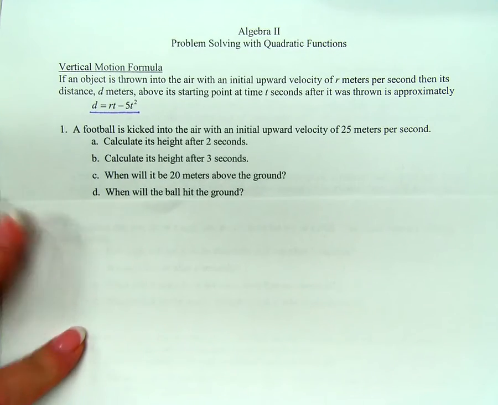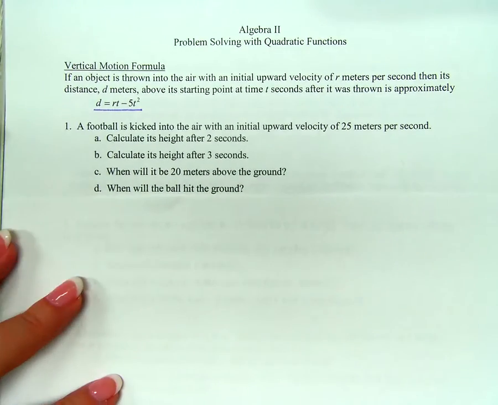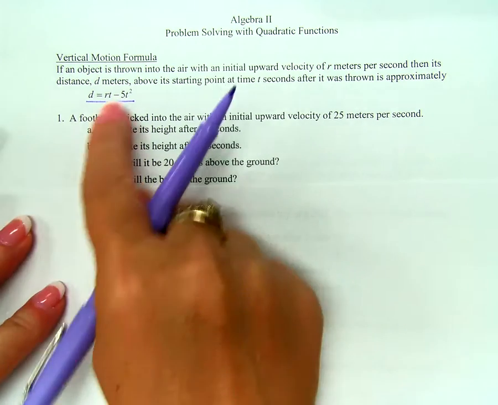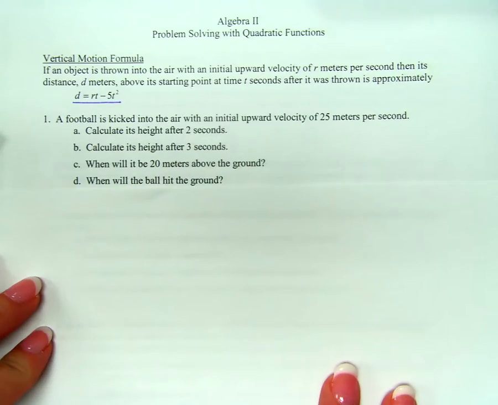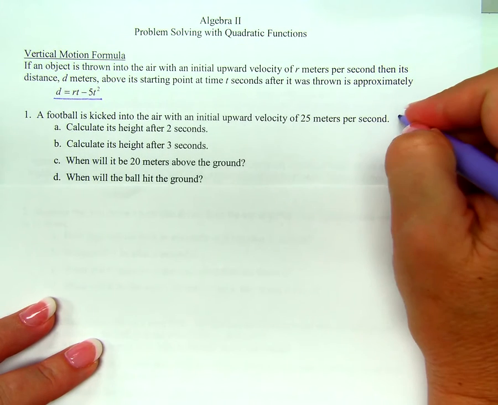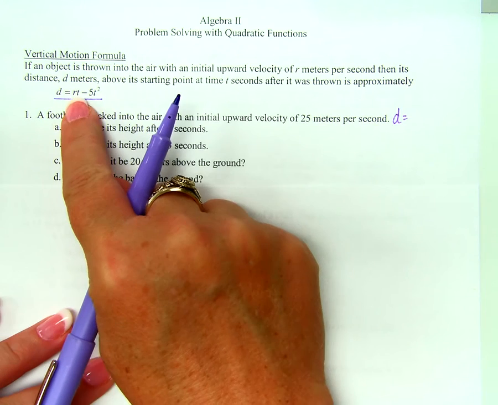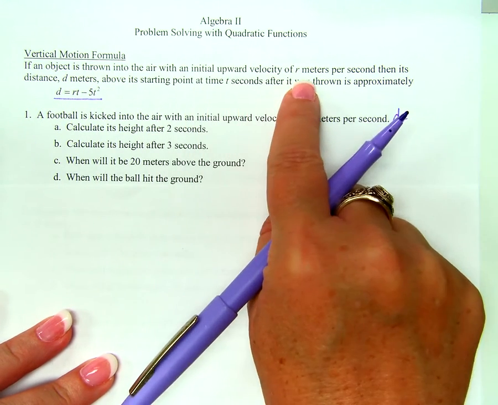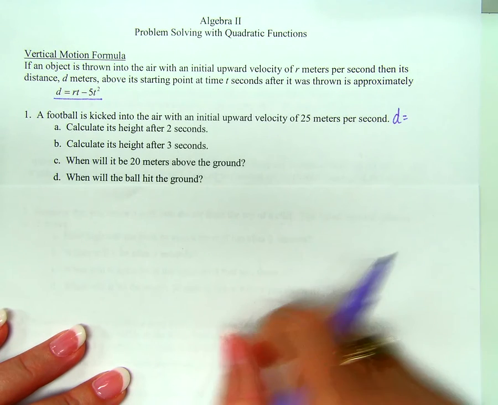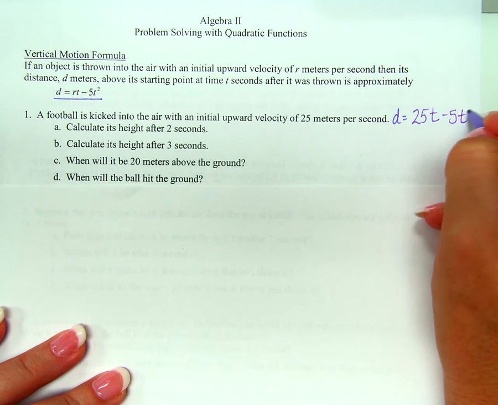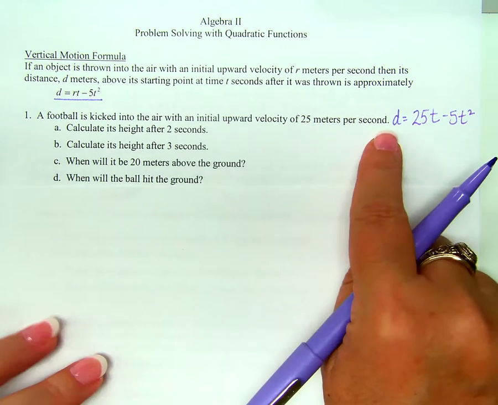So let's start by talking about number 1. A football is kicked into the air with an initial upward velocity of 25 meters per second. Does that give us enough information to give ourselves a formula for this problem? Yes? Okay. So d is going to equal what? What is r? The initial upward velocity of r meters per second. Do we know that? 25t minus 5t squared. Okay, so that's what we use for number 1.